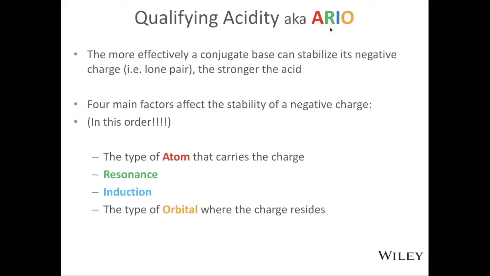The four main things that we will look at in determining the strength of an acid are the atom, the resonance, the induction, and the orbital. And so remember, we have to do it in that order. So we're going to start off with the atom. That is the A in the ARIO.